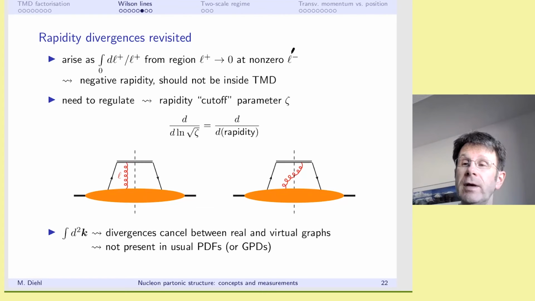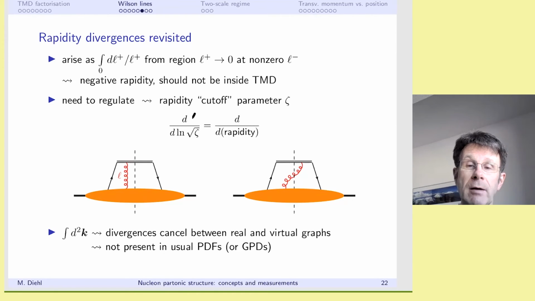So it is not a soft singularity, which we would call the case where all components of L have to go to 0. Instead, it's a singularity from the region where the plus momentum goes to 0 at non-zero minus momentum, and that means it's negative rapidity. And that's, as I anticipated before, negative rapidity gluons shouldn't be associated to the TMD of a right-moving hadron. So in order to exclude that region from the TMD and put it somewhere where it belongs, one introduces a rapidity cutoff parameter, zeta.